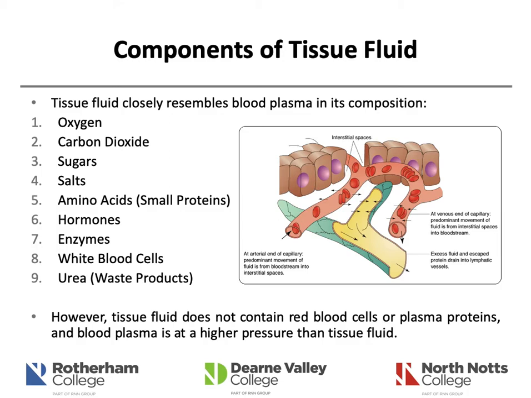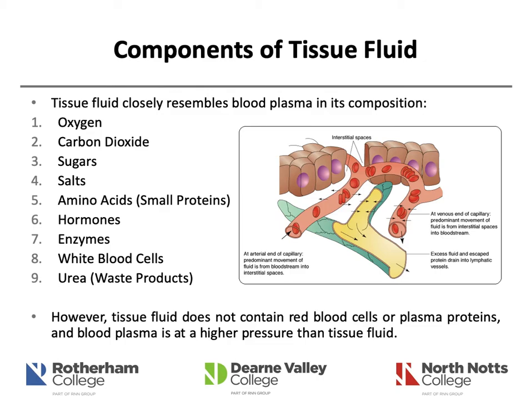It contains salts, amino acids for cellular growth, hormones, enzymes, white blood cells, and it also carries waste products such as urea. However, tissue fluid does not contain red blood cells. They stay within the capillaries and blood vessels themselves, as do much larger plasma proteins. Another difference is blood plasma is at a much higher pressure than tissue fluid, ultimately at the arterial end of a capillary.